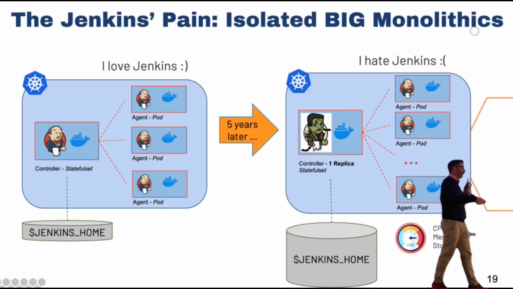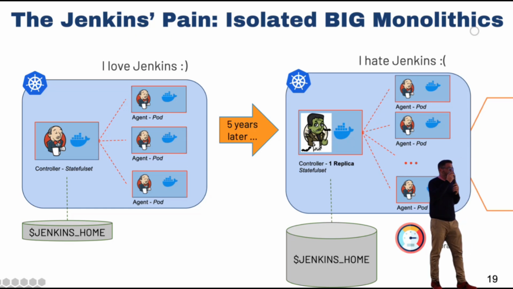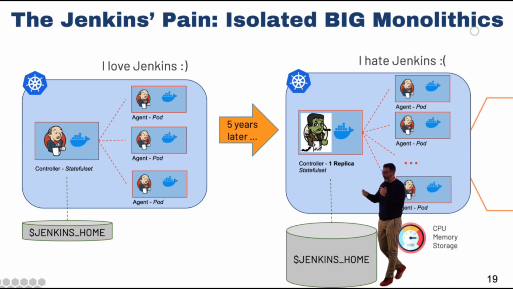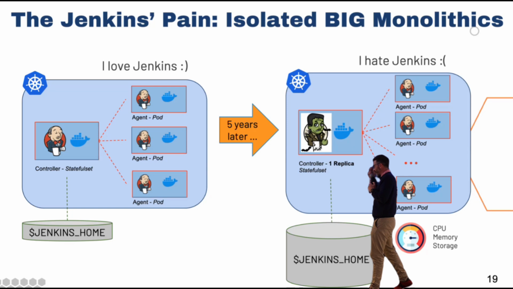So what happened is that after several years, when you are not working in your lab, when you are working in a production environment, and instead of taking care of separating different controllers for different teams, you have onboarded all the teams, all the developers into the same controller. That Jenkins turned into what we call Franken Jenkins. It is what you can see there.